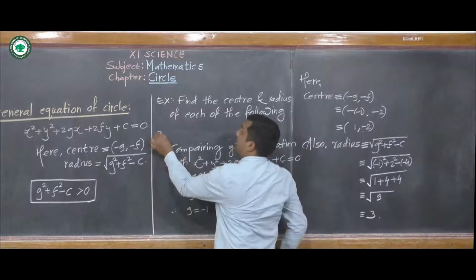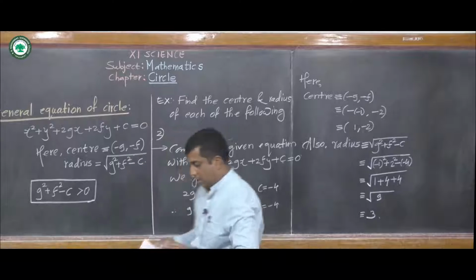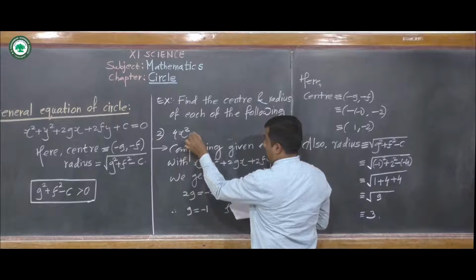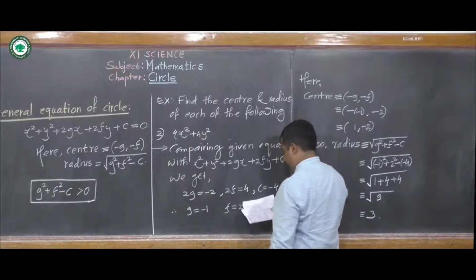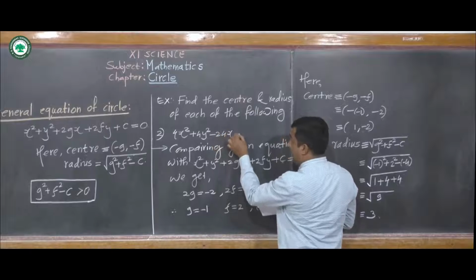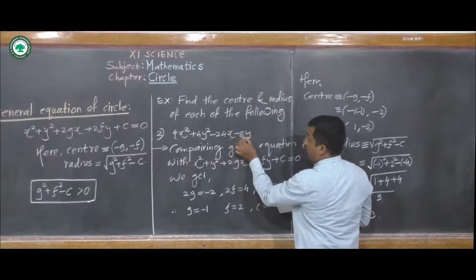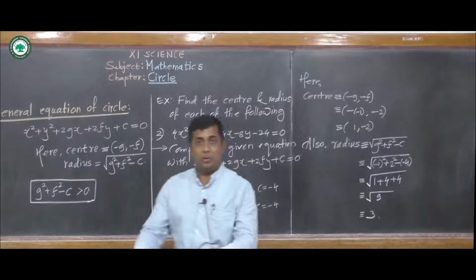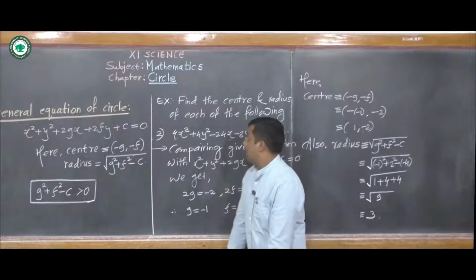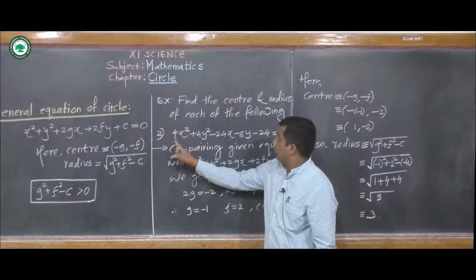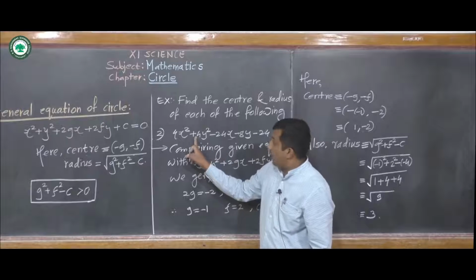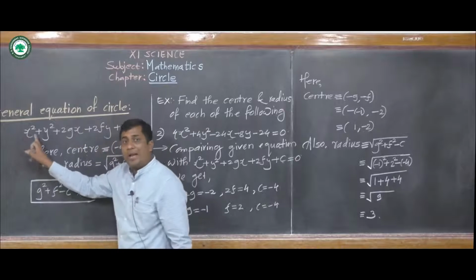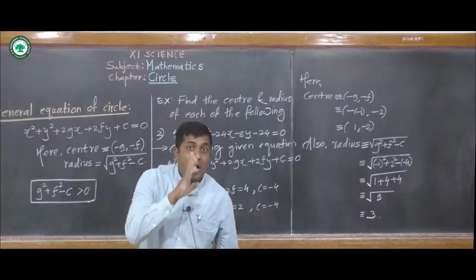Here in the second example, given 4x square plus 4y square minus 24x minus 8y minus 24 is equal to 0. Now here remember, the coefficients of x square and y square are given, and in our definition we consider the coefficients of x square and y square as 1.